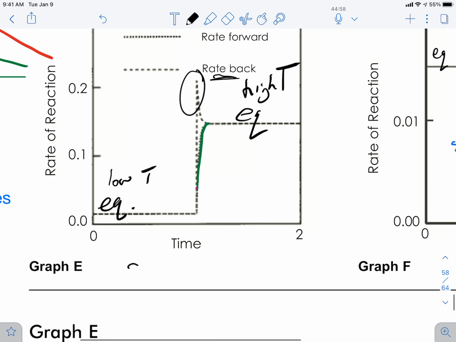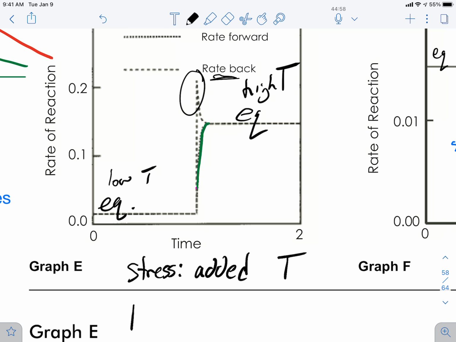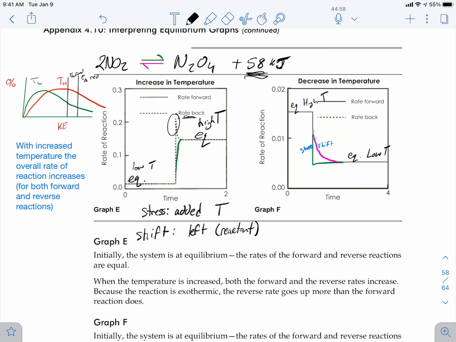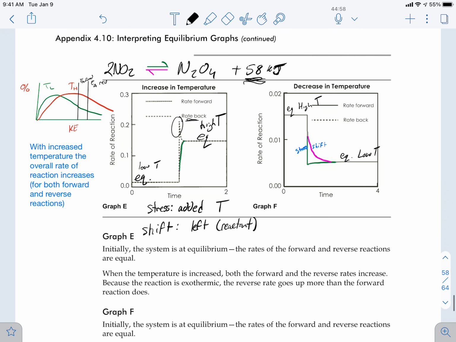So here we have a stress of added T, and then the shift is now going to be to the left towards reactant, because we have this extra T and we need to use it up, and so we can use it up by converting to reactants again. If we decrease the temperature, we have the opposite effect.